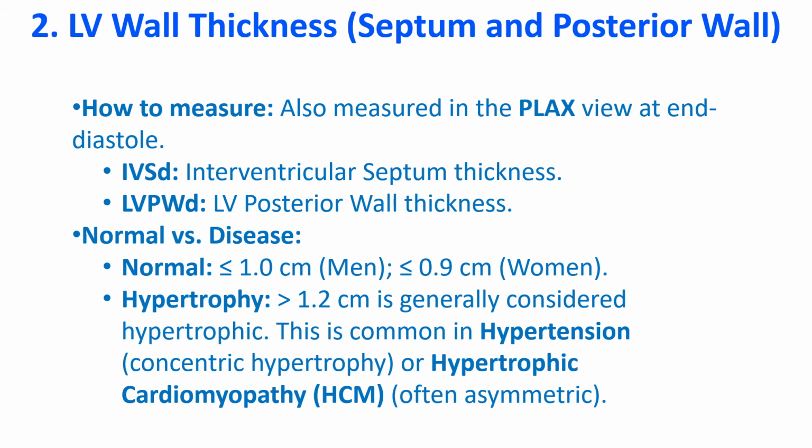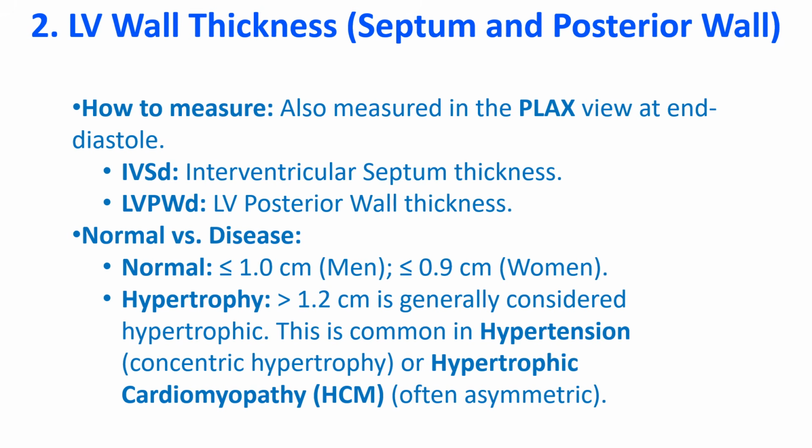Left ventricular wall thickness, septum and posterior wall. Assessing the thickness of walls helps differentiate between a healthy heart and one struggling against pressure. This is also measured in the parasternal long axis view at end diastole. IVSD, interventricular septal thickness, diastolic. LVPWD, left ventricular posterior wall thickness in diastole.